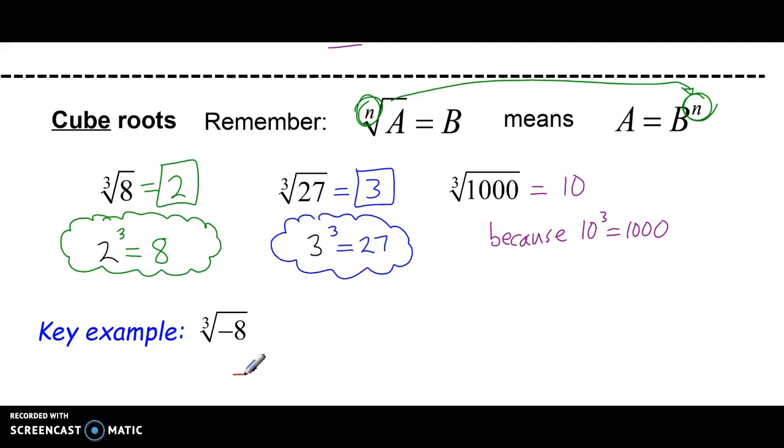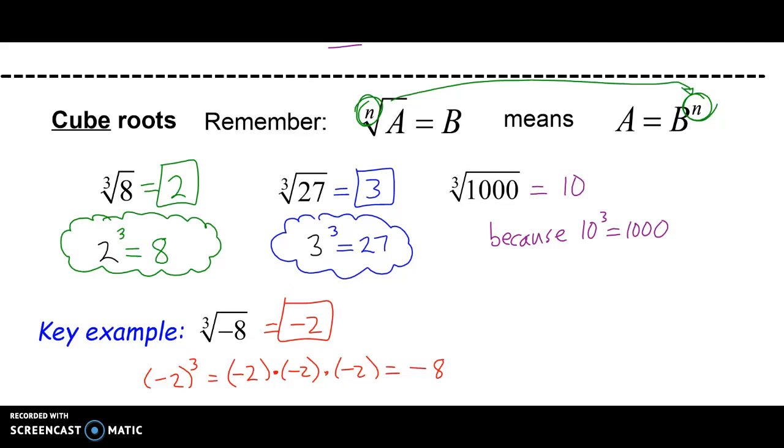Think about it. If I do -2 times -2 times -2, in other words, if I do -2 cubed, what do I get? What's 3 negatives multiplied together? Doesn't that come out negative? And 2 times 2 times 2, doesn't that come out to be 8? So if -2 to the third gives you an answer of -8, then the cube root of -8 is -2.